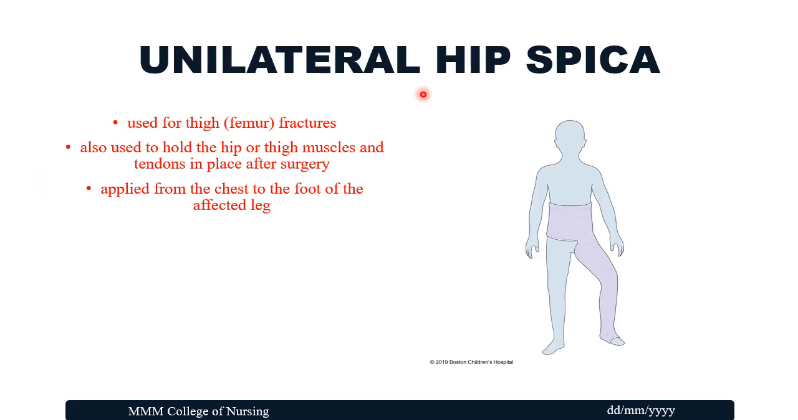Next is unilateral hip spica. As you see here, unilateral, the word indicates single, so one-sided, around the hip. It is known as spica. Used for thigh femur fractures, also used to hold the hip or thigh muscles and tendons in place after the surgery. Applied from the chest to the foot of the affected leg. This is unilateral hip spica.